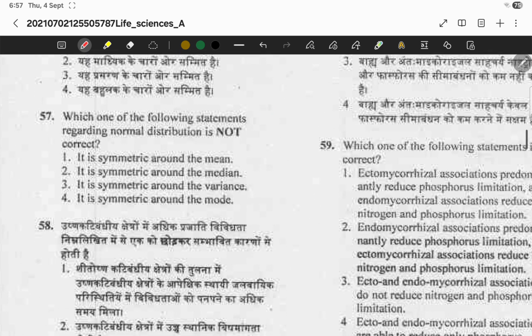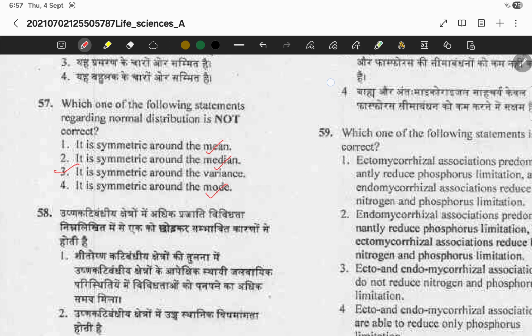Which one of the following statements regarding normal distribution is not correct? A normal distribution goes like this. Okay, it is symmetric around mean, it is symmetric around median, it is symmetric around mode. Okay, but it is not symmetric around variance. Why would it be symmetric around variance?